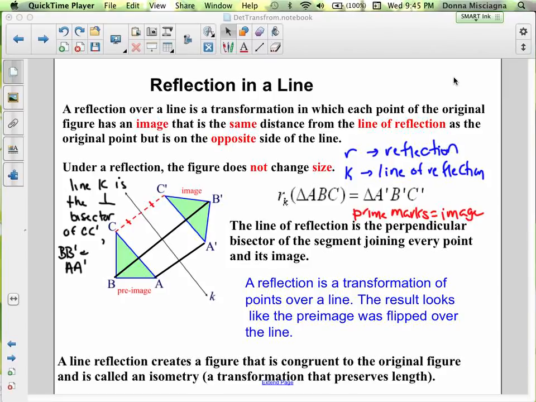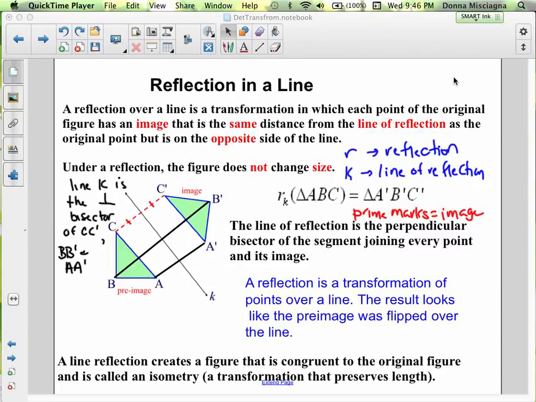Okay, so that could come in handy if we have a tricky reflection and we're having trouble finding where the point should be. If we were to connect a point on the pre-image with the corresponding point on the image, that segment would be perpendicular to our line of reflection. So we can use that to help us with reflections.